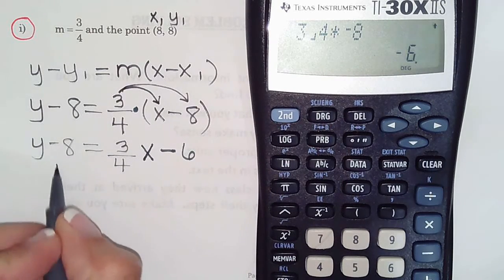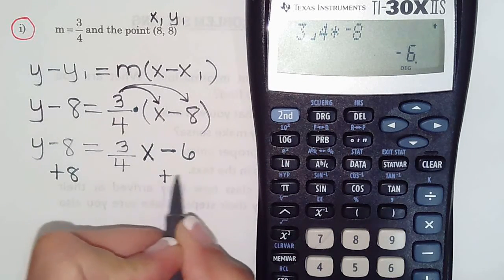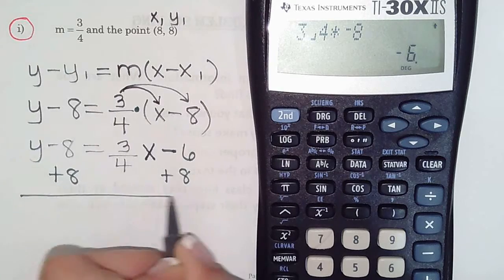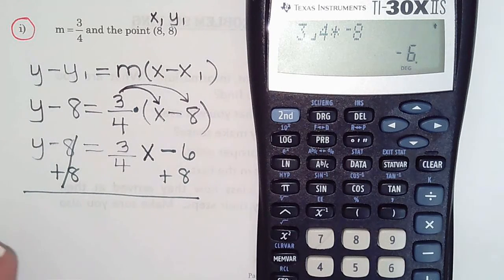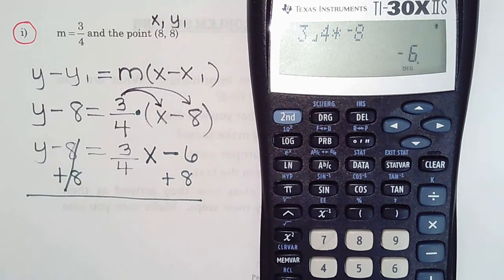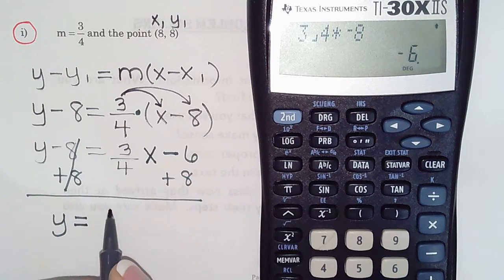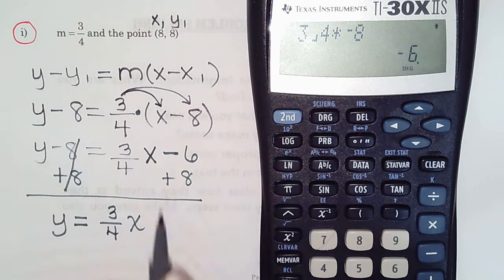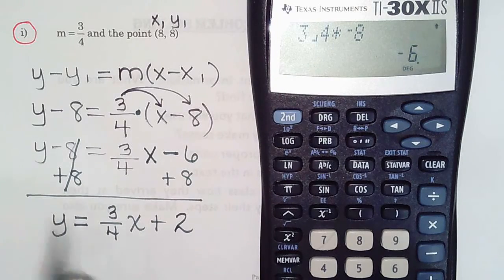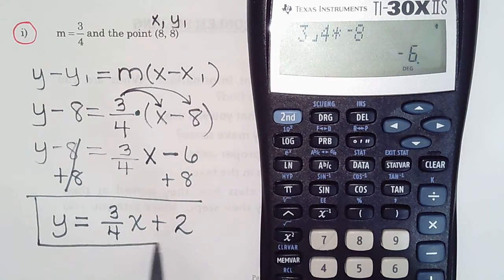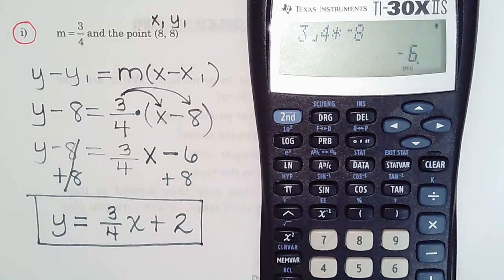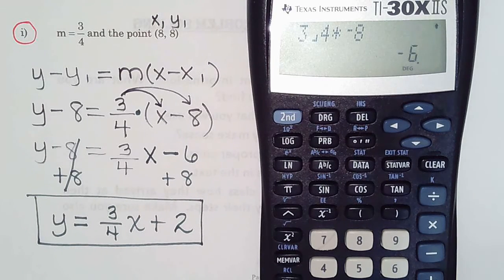And then we have to add our 8 over so that we have y alone. Remember, our final goal is to have it in y equals mx plus b form, where y is by itself on the left side. So y equals 3/4 x, 8 minus 6 is positive 2. And there you go. So if you haven't already done J, I would turn off your video and do J on your own.